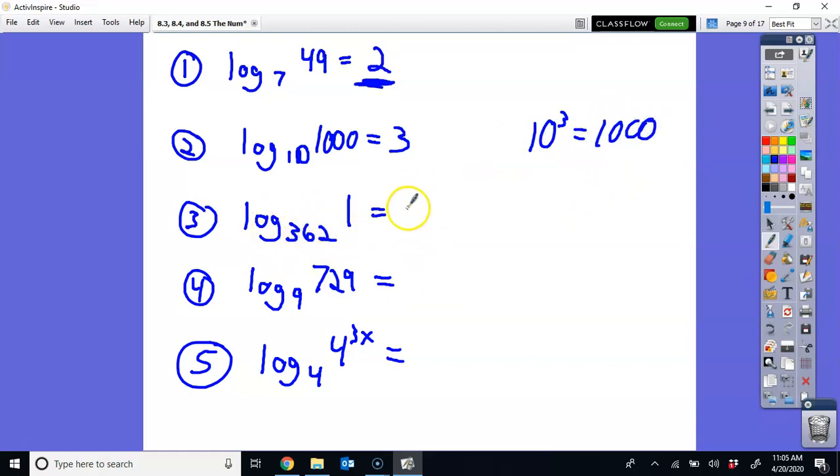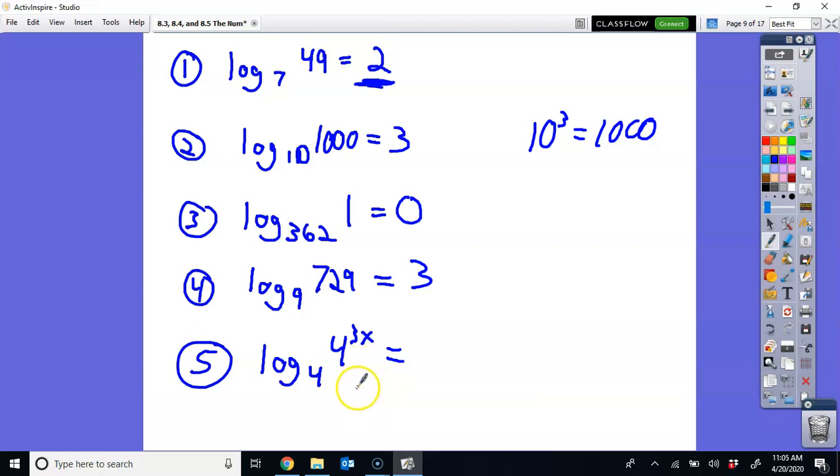362 raised to what power is 1? Remember what I just talked about. Anything to the 0 power is 1. 9 raised to what power is 729? 3. 9 cubed. Now the last one actually is going to tie in with our whole inverse concept, but also, if you just think about the definition, you can get the answer to this logarithm.